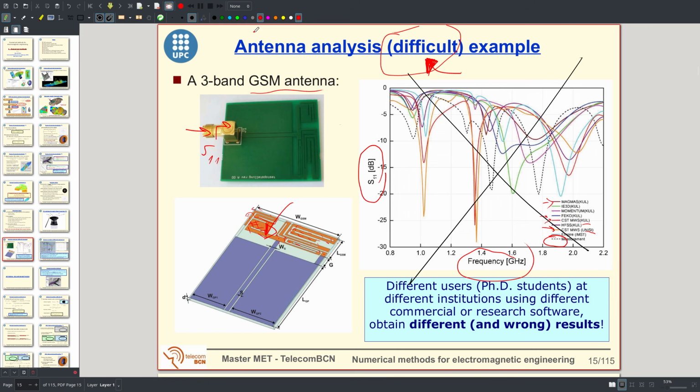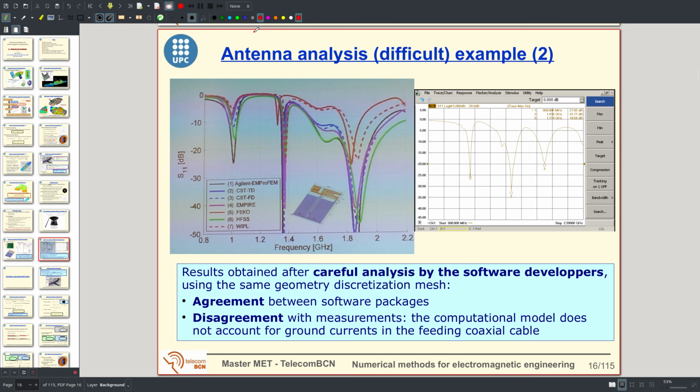Of course, they were very interested in obtaining the correct solution, because otherwise it will be a very bad advertisement of the software if they don't get the correct solution. So they made a very important effort in setting the correct simulation parameters. And again the same software, but now used by the software vendors, got the correct result. Okay, and this is the measurement.